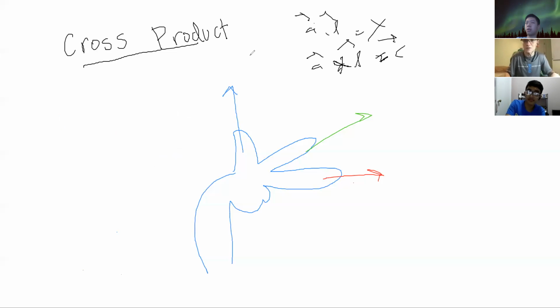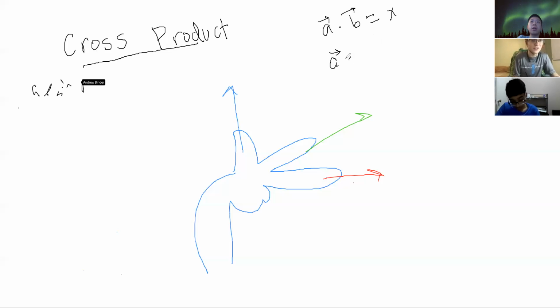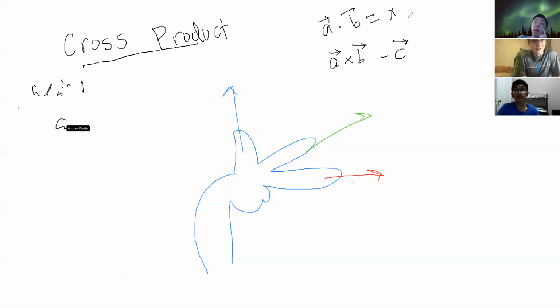All right, so what's going on over here is A dot B is always going to be a number, or what we call a scalar. A cross B is always going to be a vector. And this is why we'll sometimes call the dot product the scalar product and the cross product the vector product.